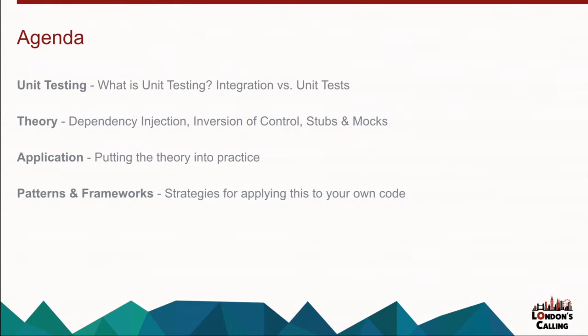So the four things we're going to cover: I'm going to talk about unit testing in general to start with. Then I am going to go through the theory of those various bits that I mentioned already. I'm going to talk about how you can actually apply these theories to your code, and I've got a few examples that we'll go through. And then, as I say, finally talk about some patterns and frameworks.